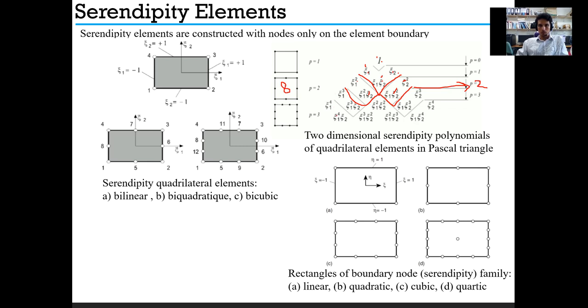How about P3? 8 9 10 11 12. So here we will get 12 points. So relating to this Pascal scale, we can get the node of the meshes. Okay, so rectangle boundary nodes that is expressed by the Serendipity family. This is the linear, quadratic, cubic, and quartic. For quartic there is a node. It should be kept in mind.